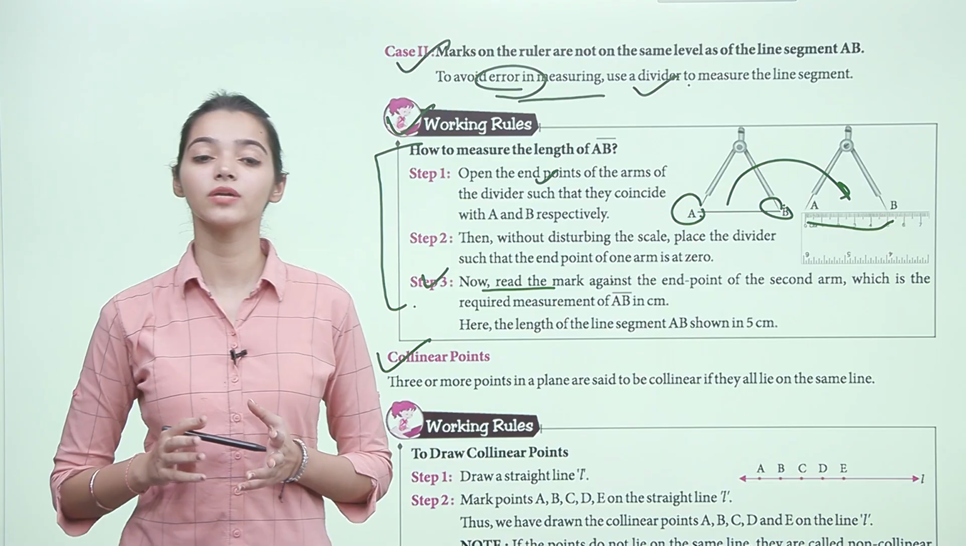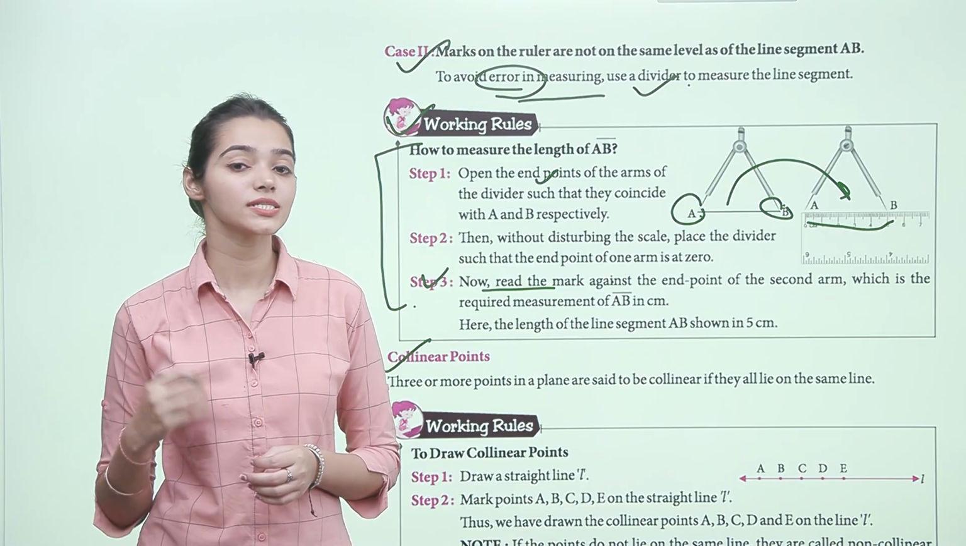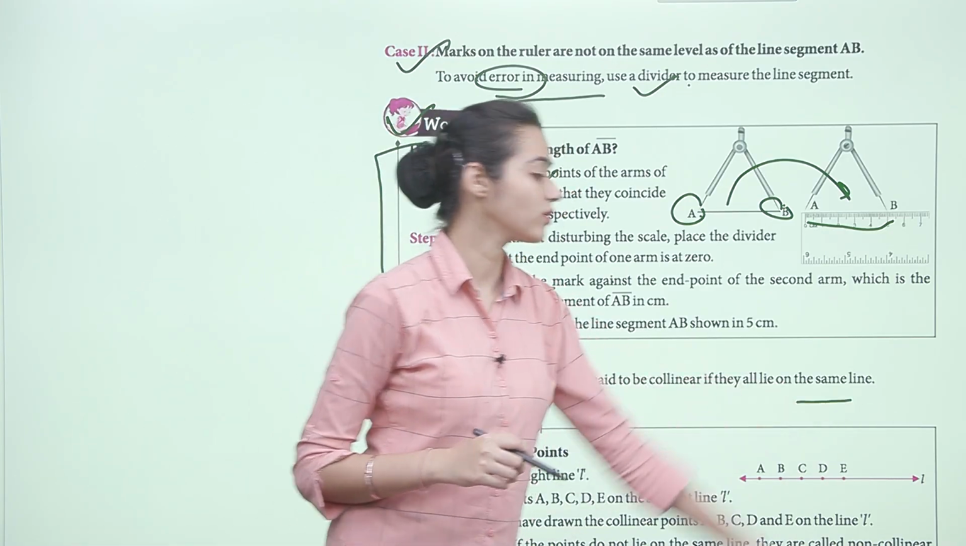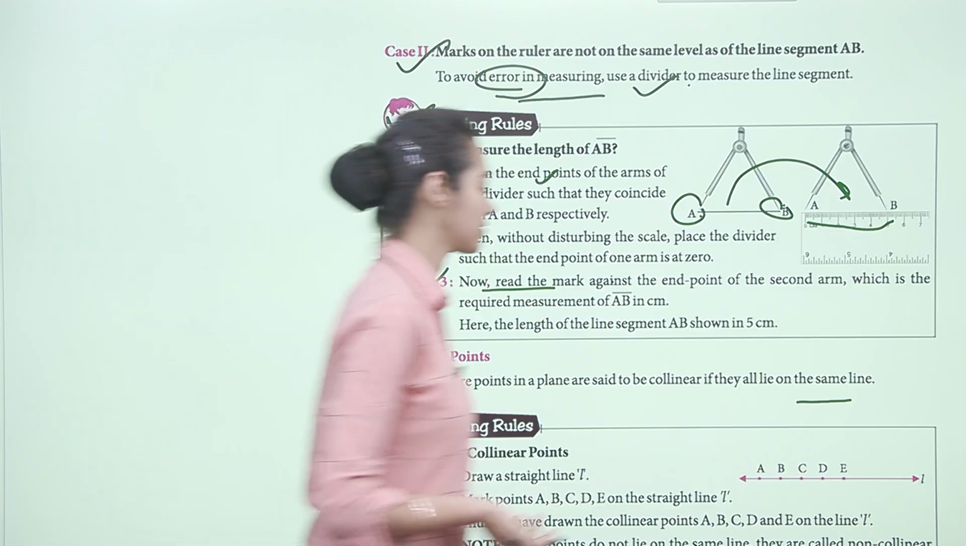Next is collinear points. 3 or more points in a plane are said to be collinear if they all lie on the same line.